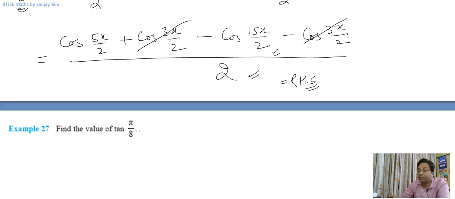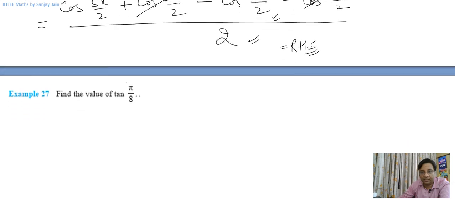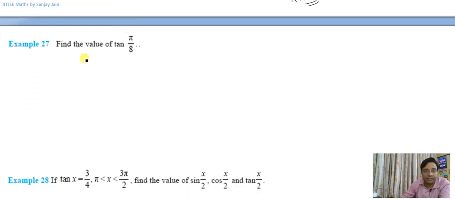Or the other thing that I was suggesting was that it is cos C minus cos D type of statement, right? Cos C minus cos D type of statement. Some of you may try to solve it in that way and find out whether the answer is same or not. Now this is tan pi by 8. Tan pi by 4 is something that we know, right? Tan pi by 4 is 1.